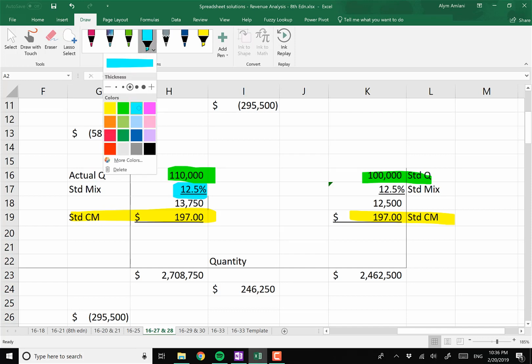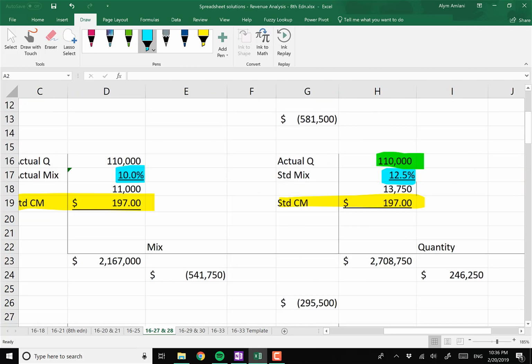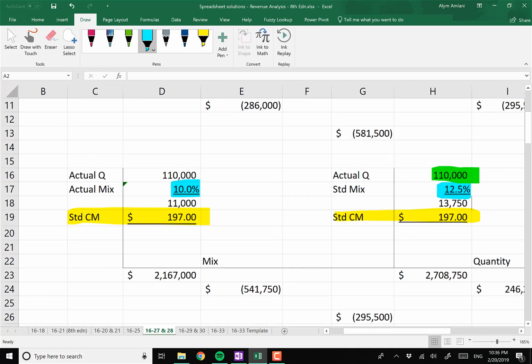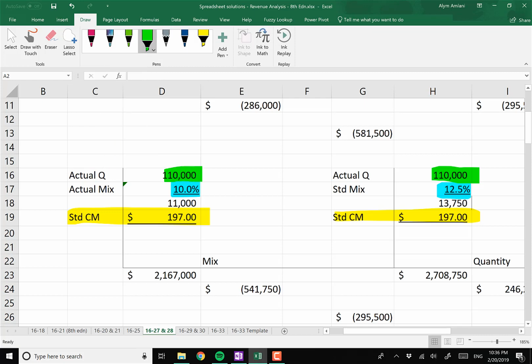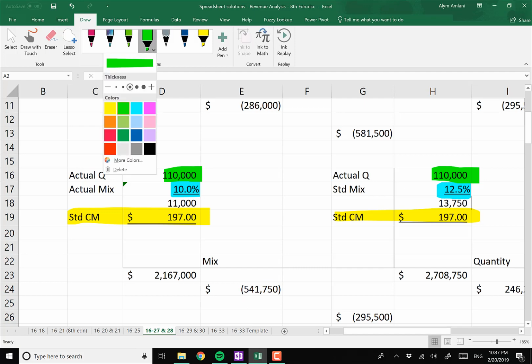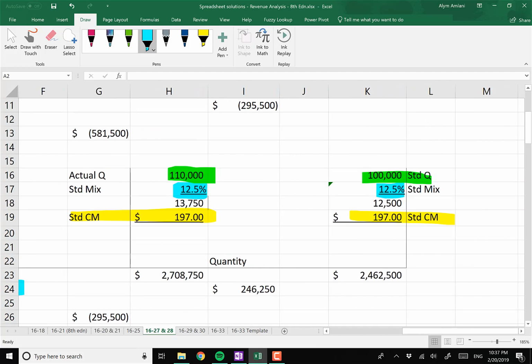Okay, so if this helps you memorize or learn this stuff, keep in mind, here we're holding mix constant, but varying the quantity. And on this side, we're holding quantity constant, but varying the mix. Okay, so I hope that's clear. Again, on this side, we are holding the quantity constant at 110, but notice we're varying the mix from 10 to 12.5%. So this tells us that as a result of selling proportionately less of these tablets, we get an unfavorable mix variance of $541,000. Whereas on this side, holding mix constant, we see that we expected to sell 100,000 of these things, but we ended up selling 110,000 of these things. So this gives us a favorable variance in terms of quantity.